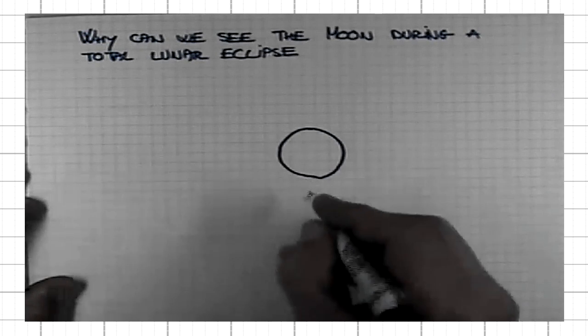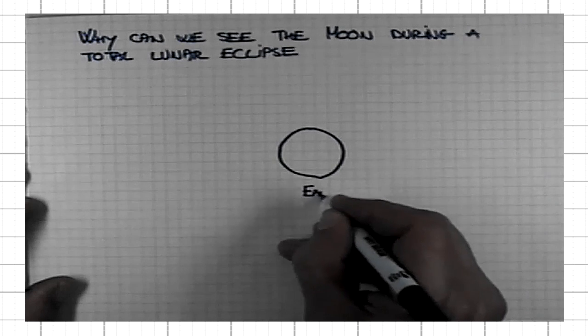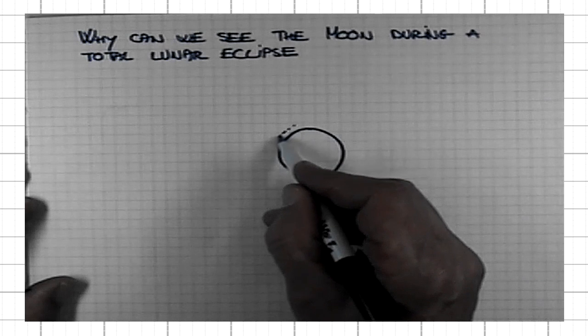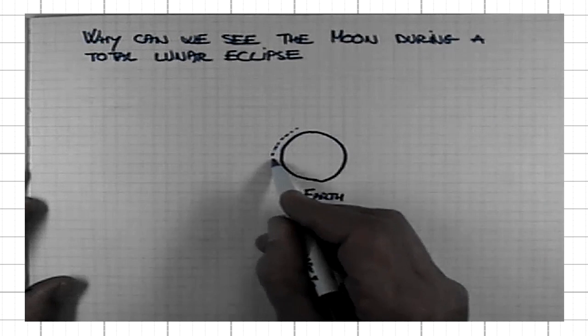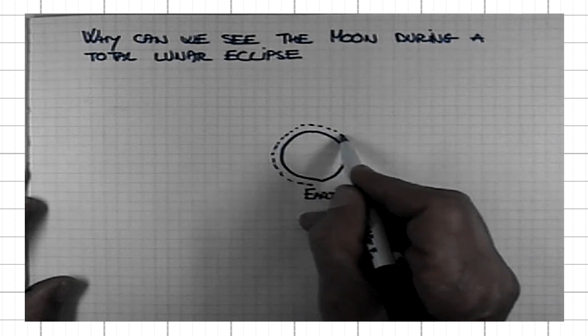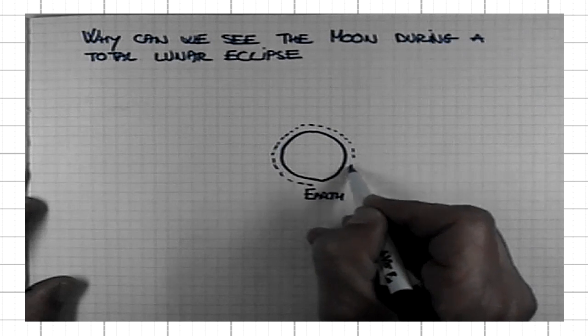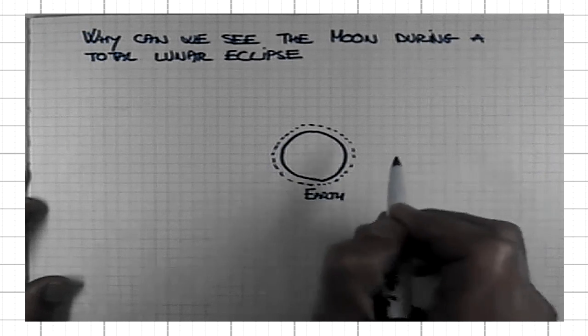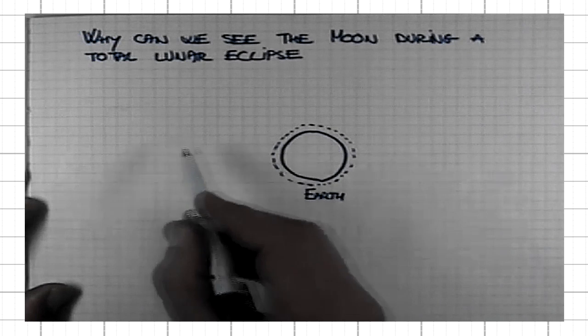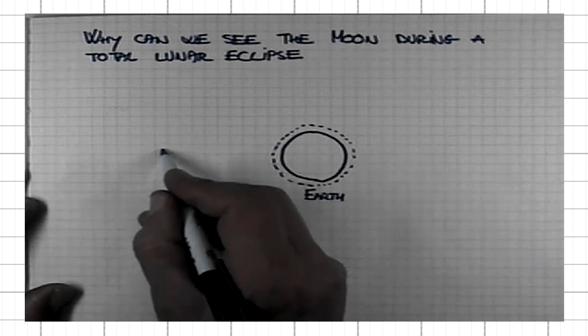So here is the Earth, and here is, say, the top of the Earth's atmosphere. This is again not drawn to scale because the top of the Earth's atmosphere is about 20 kilometers above us, right? But just to make the point, say here is the moon.